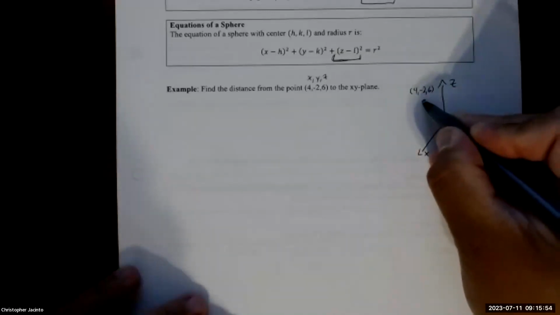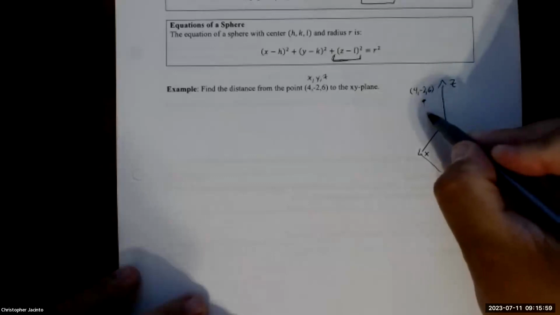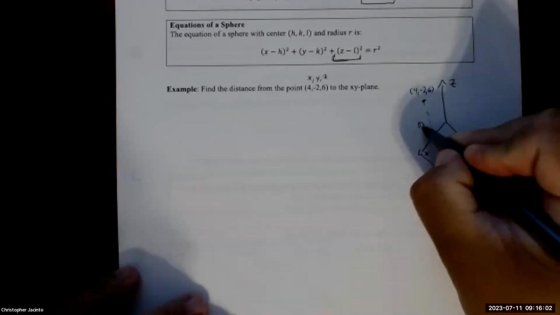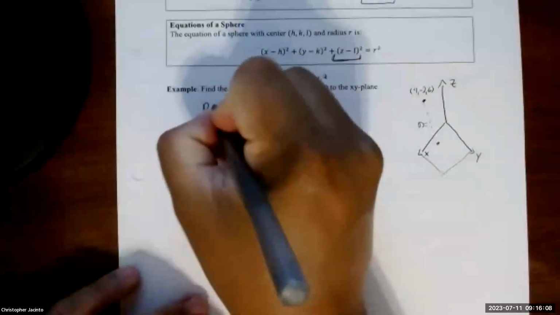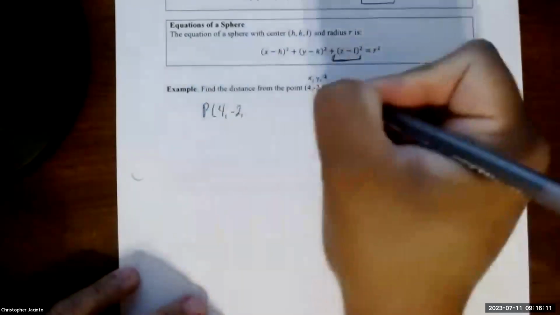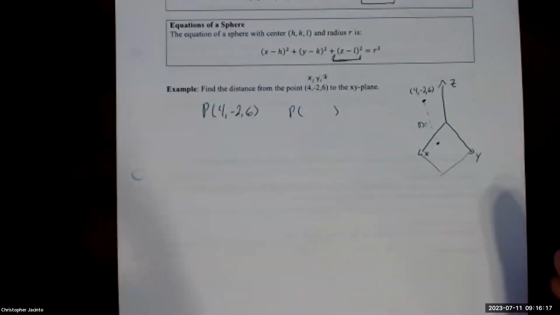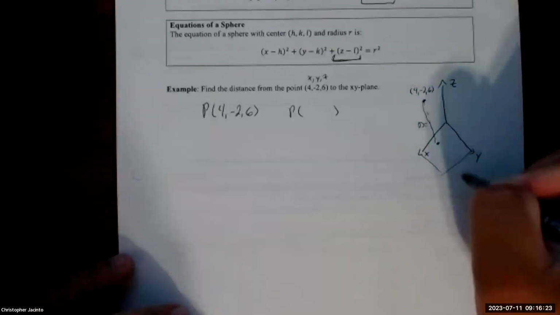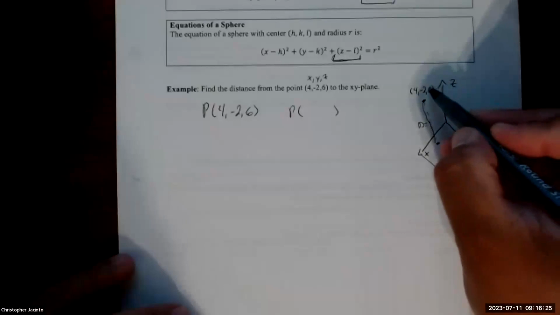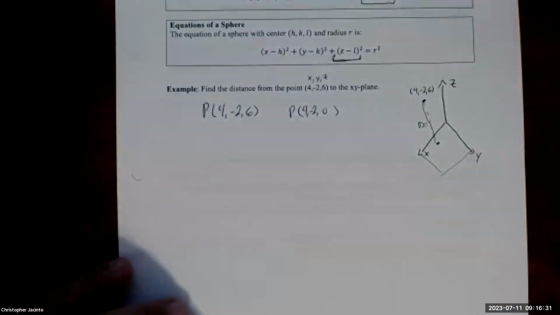And we want to see how far this distance is to the xy plane, meaning this plane right here of the xy. So basically, this distance here is what we're looking for. Okay. So we're given our first point P: 4, -2, and then 6. The question is, what's the other point going to look like? Well, remember, it's a straight line going down. So on the xy plane it's pretty much the same thing, except we don't have a z. So it's just 4, -2, 0. And there's our 2 points.